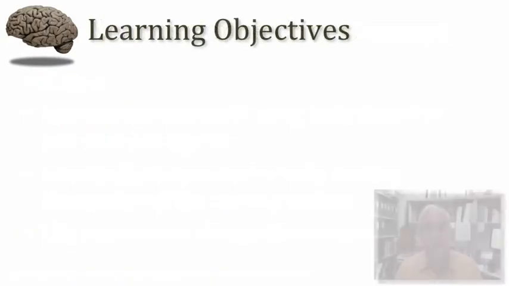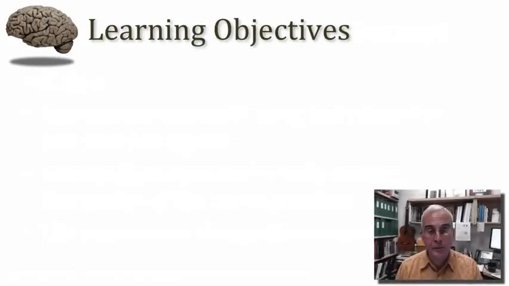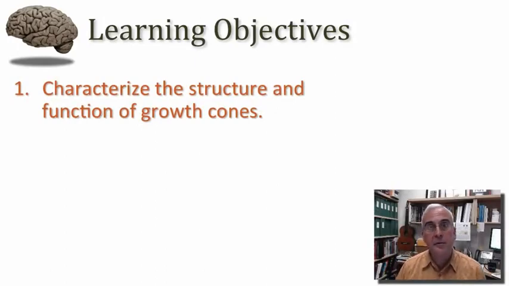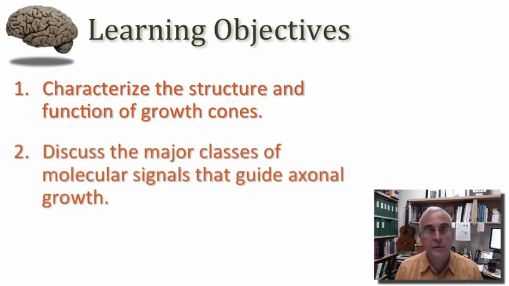Okay, well, let's consider the learning objectives that I have for you in this tutorial. I want you to be able to understand what is a principal organelle that is responsible for pathfinding in developing axons, as well as the growth of dendritic arbors. And this structure is called a growth cone, so I want you to be able to characterize the structure and function of growth cones. I want you to be able to discuss the major classes of signaling molecules that guide axonal growth in the developing brain.